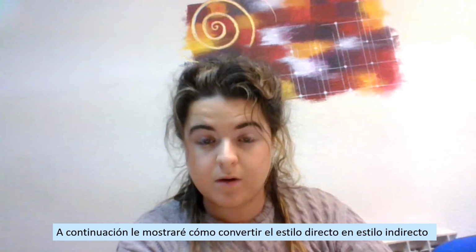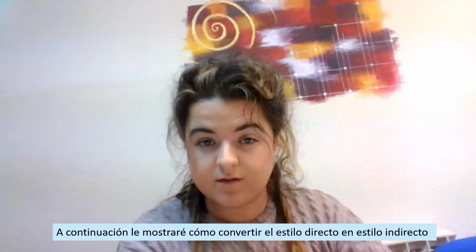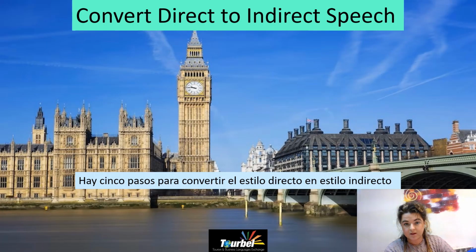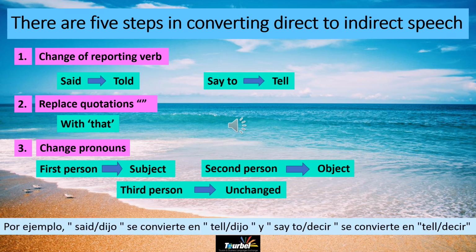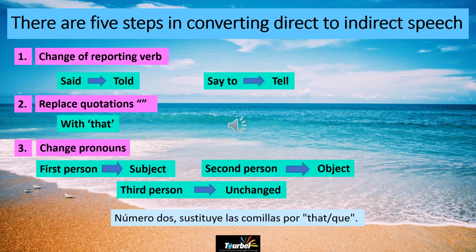I will now show you how to convert direct speech into indirect speech. There are 5 steps into converting direct speech into indirect speech. Number 1. You must change the reporting verb. For example, said becomes told and say to becomes tell. Number 2. Replace quotations with that.